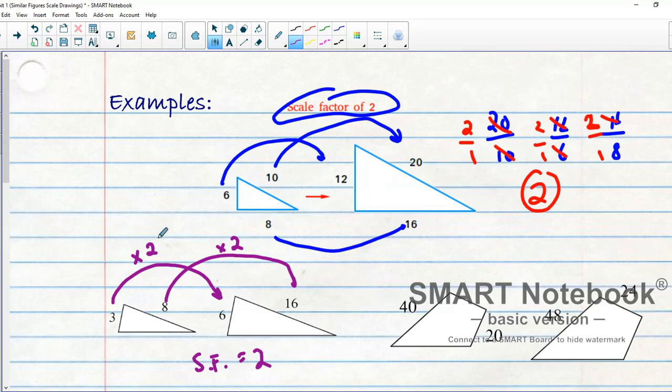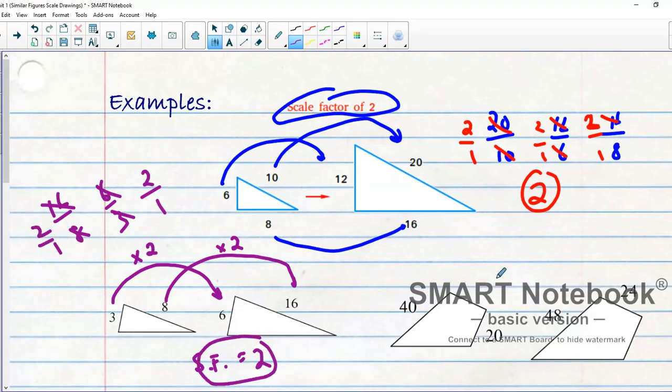Now, again, you can look at it like this. 16 over 8, 6 over 3, right? What do they both reduce to? Yeah, 2 over 1, right? So the scale factor is 2. Okay, how about this side?